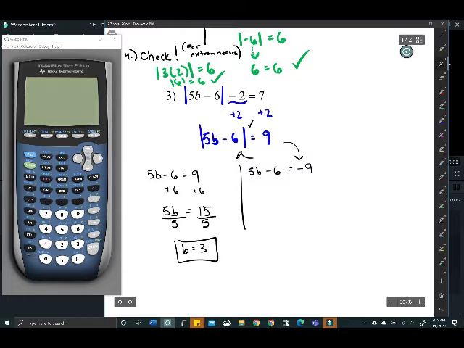B is 3. Add 6. Negative 9 plus 6. That is negative 3. I almost had a moment there.